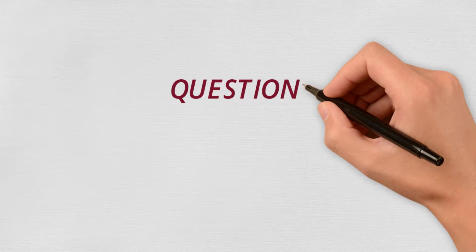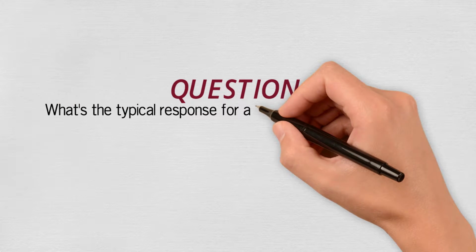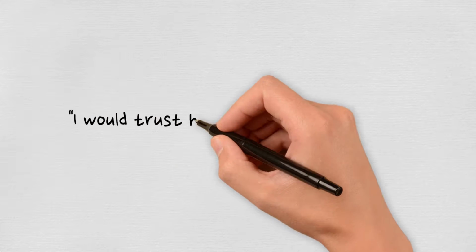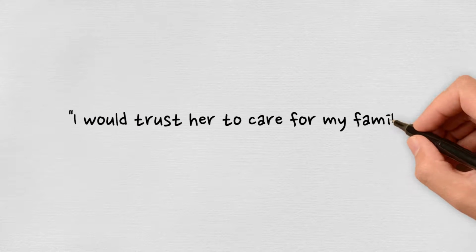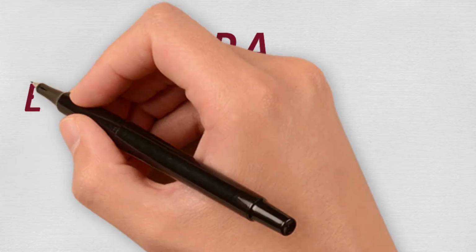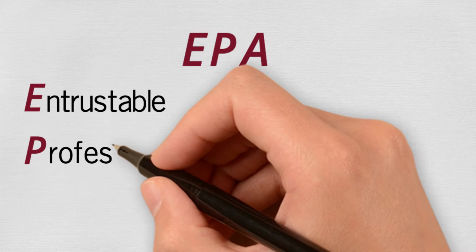Question: what's a typical response for a clinician who wants to know more about a colleague's skill level? It's not uncommon to hear a clinician use some version of the phrase, "I would trust them to care for my family member." This video was created to introduce you to what is a very useful way of thinking about both learning and teaching. It's demonstrating something called an Entrustable Professional Activity, or EPA.